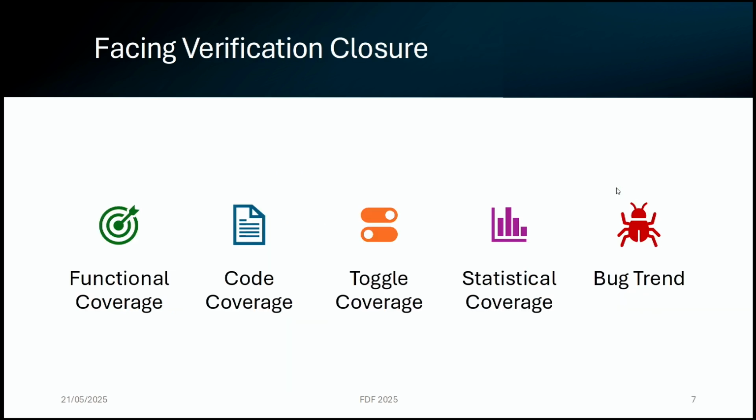Verification closure. This is quite funny because it sounds like it's all about coverage. There is coverage, coverage, coverage, coverage, and then something else. So let's start from functional coverage. Functional coverage is quite useful because you write things called cover groups and cover points, and they basically tell you, hey, is this functional event happening? And you want that event to happen.